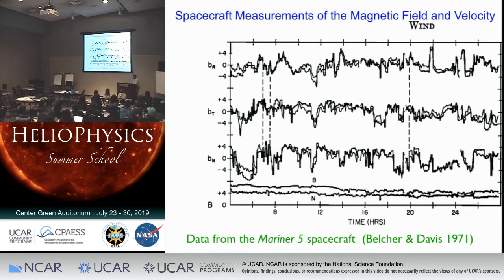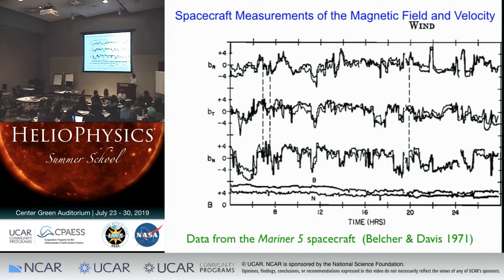Here's an example of some spacecraft measurements of the magnetic field and the velocity from the Mariner 5 spacecraft. This is from a paper by Belcher and Davis in 1971. Unfortunately I have cut off the labels on the right, but I'll show you this picture again later in the talk. The top panel is the radial component of the magnetic field, the T component, tangential component of the magnetic field, and the N component of the magnetic field. Down here is the total field strength and the total density.